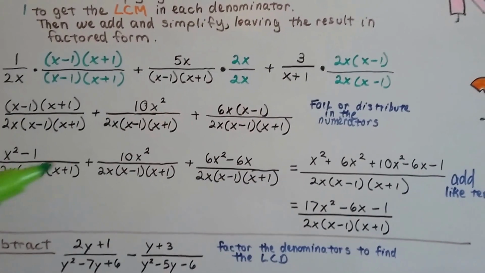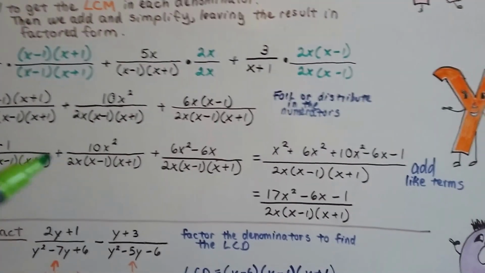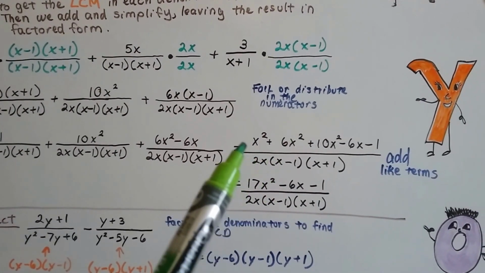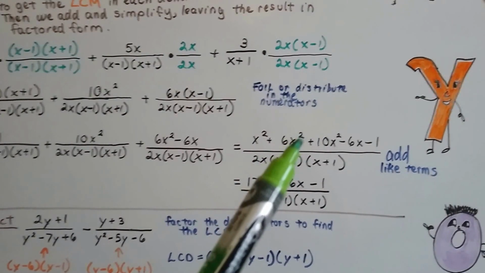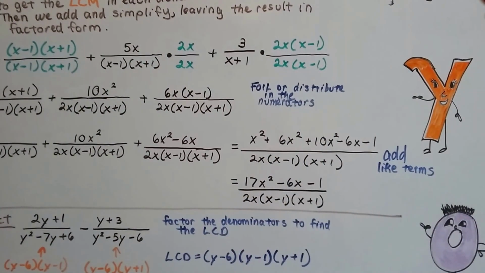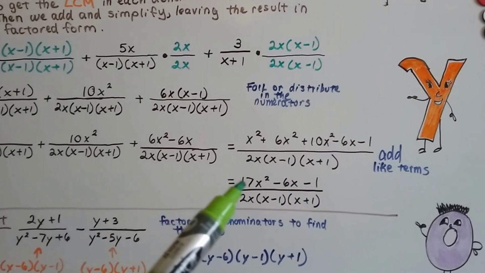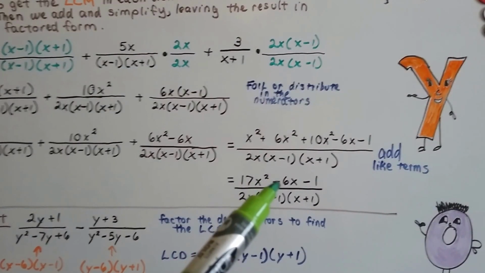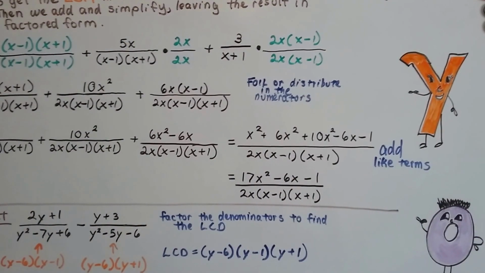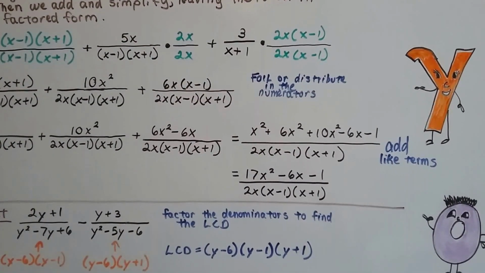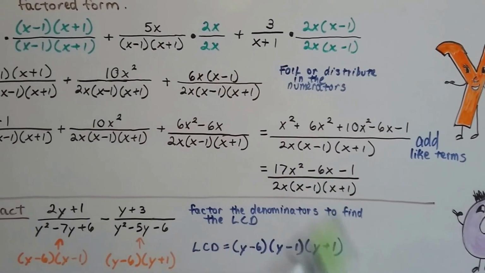Now we can write it over one fraction bar and add all like terms. So we got x squared, we got 6x squared, we got 10x squared, okay? And when we combine the like terms, we get 17x squared minus 6x minus 1. See that? And it's over our denominator.